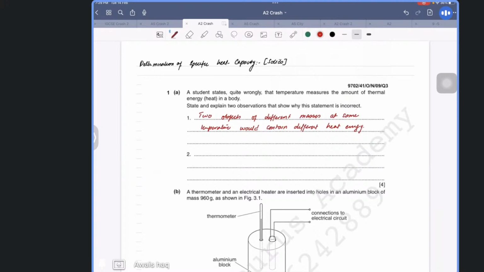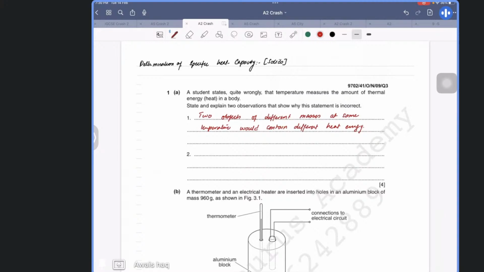The reason that is important to know is that if you heat a metal to 100 degrees and you heat water to 100 degrees, obviously the metal will heat up quickly because it needs less heat energy to raise the temperature. But water's heat capacity is larger, so it needs greater energy to reach the same temperature. You just need to remember that.